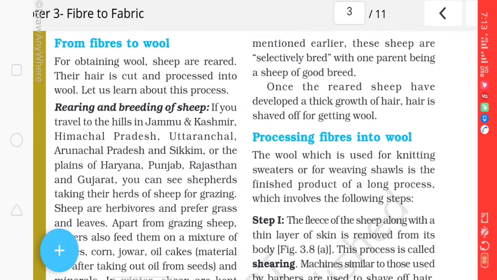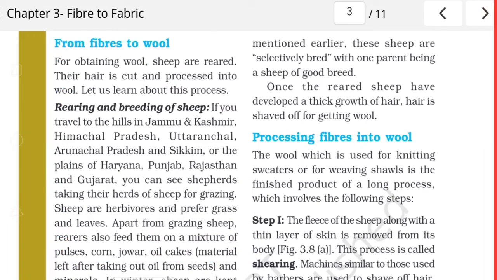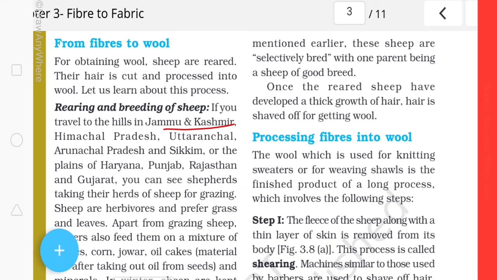Rearing and breeding of sheep. If you travel to the hills, Jammu and Kashmir, Himachal Pradesh, Uttaranchal, Arunachal Pradesh, Sikkim, or the plains of Haryana, Punjab, Rajasthan and Gujarat, you can see shepherds taking their herds of sheep for grazing.